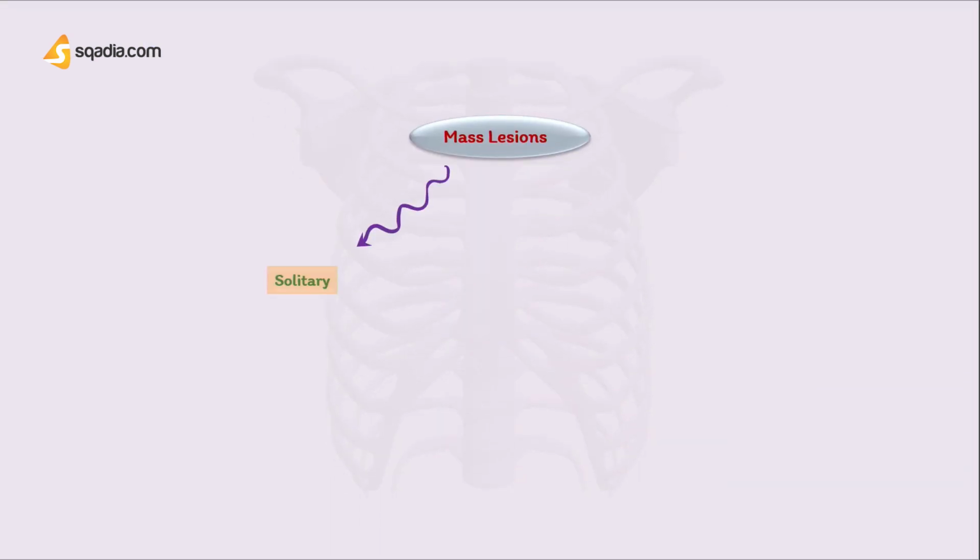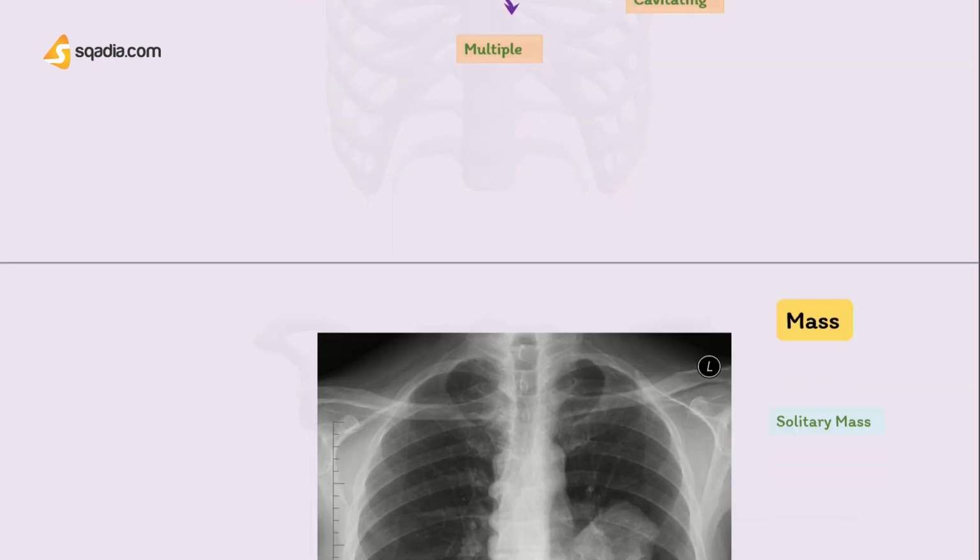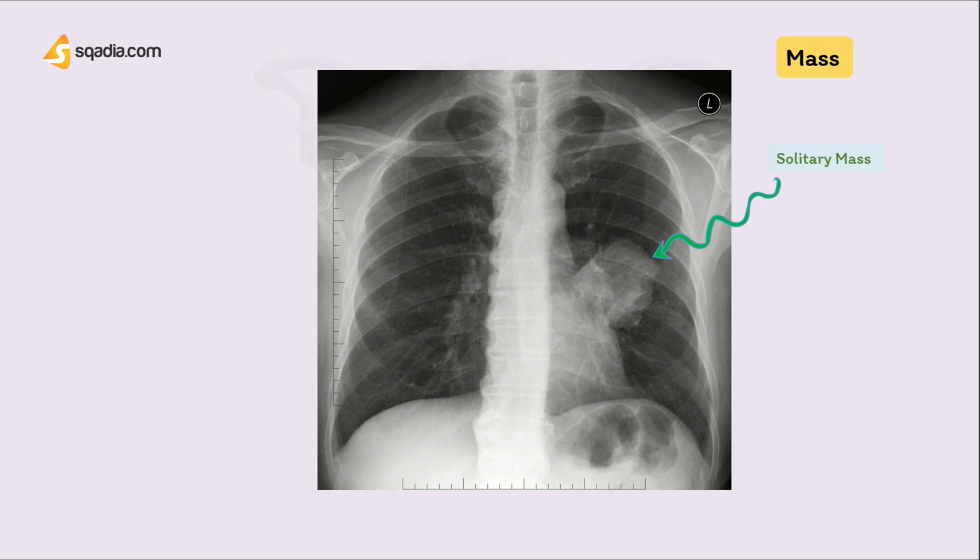Now, moving on to mass lesions. These can be either solitary, multiple, or cavitating. Looking at solitary mass lesions first, the term itself is used to describe a discrete area of whiteness situated within a lung field. The main worry is that it could be a carcinoma.